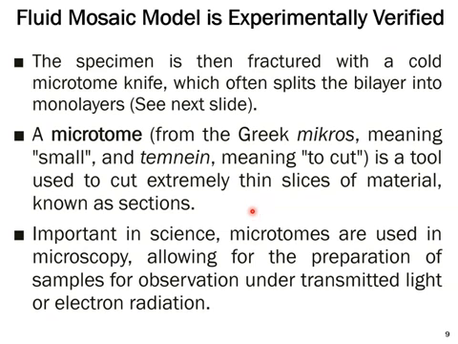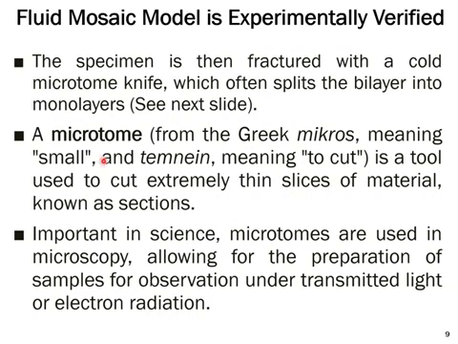Microtome comes from the Greek words mikros, meaning small, and temnein, meaning to cut. It is a tool used to cut extremely thin slices of material known as sections. So a microtome is a very thin knife used to cut very thin slices of material. You can imagine it is so thin and sharp that it can cut cellular layers or cell membranes into sections.